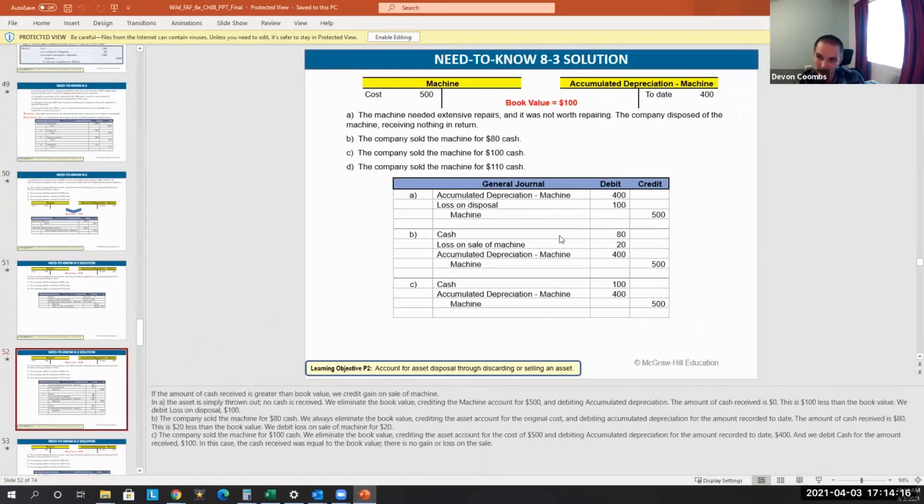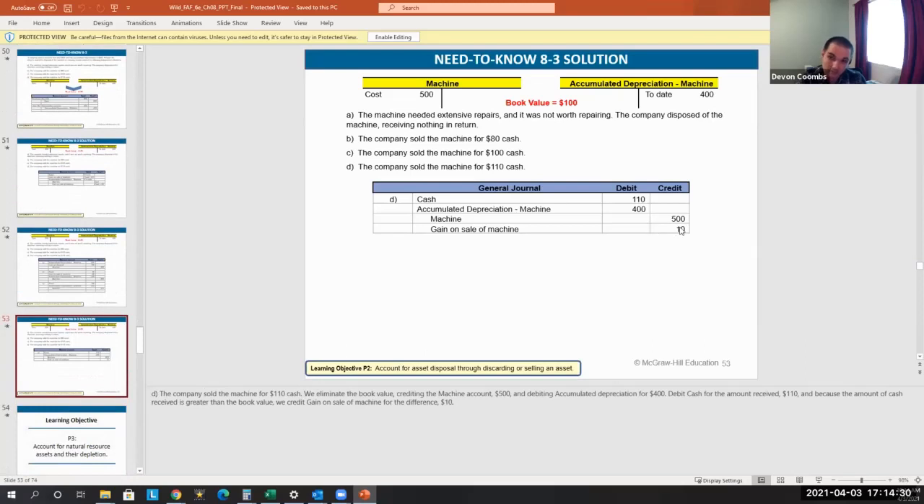if we receive cash of 80, we're going to have a loss based off the difference of the 500 and the 400. If we receive cash equal to it, there's no loss on the disposal. If we get no cash, we're just going to get a $100 loss. And if we receive greater cash, we get a gain.